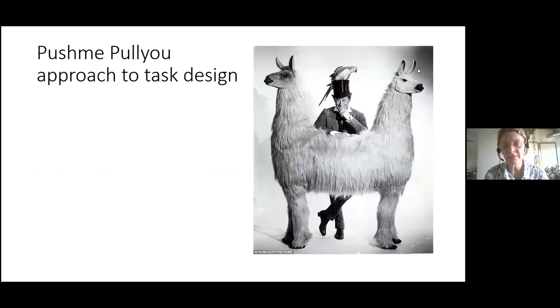So my approach to task design: this is an old film that you may or may not have come across. This is the film Dr. Doolittle. And Dr. Doolittle had this creature called the pushmi-pullyu. And as you see, it has two heads and it has a problem. There's a lovely song that goes with it. It has a problem trying to decide how it's going to go in different directions. And in order for it to be able to work, the two different entities have to work together, because if they pull against each other, it doesn't work.